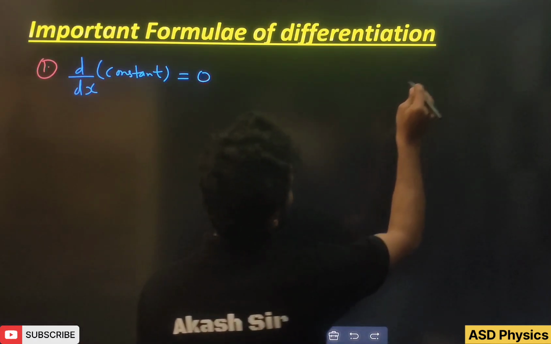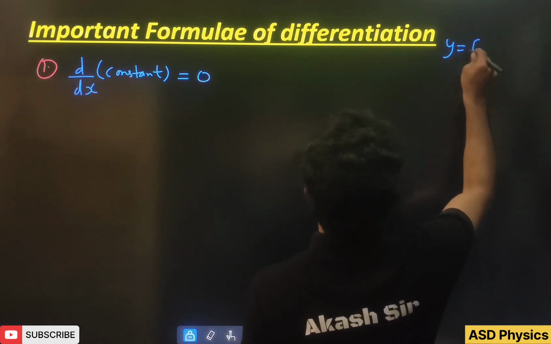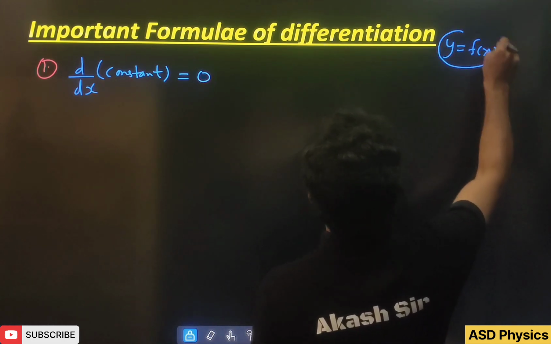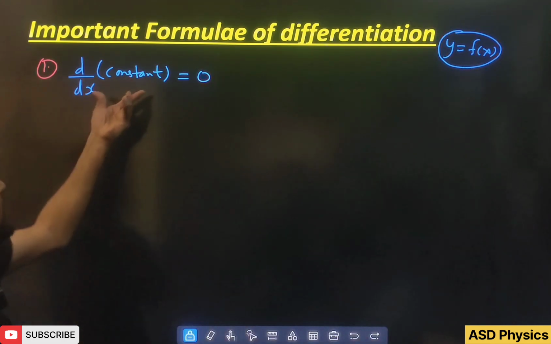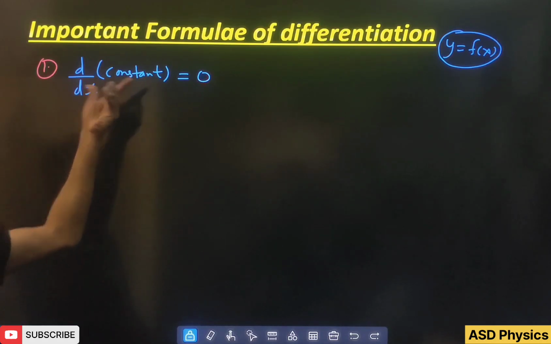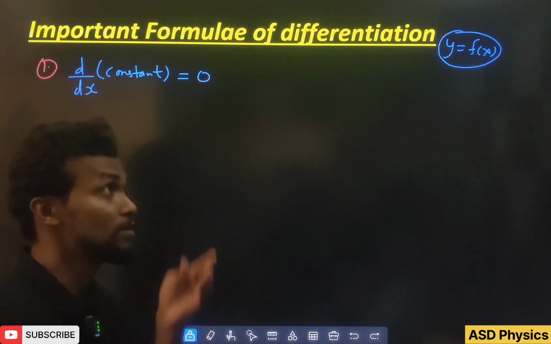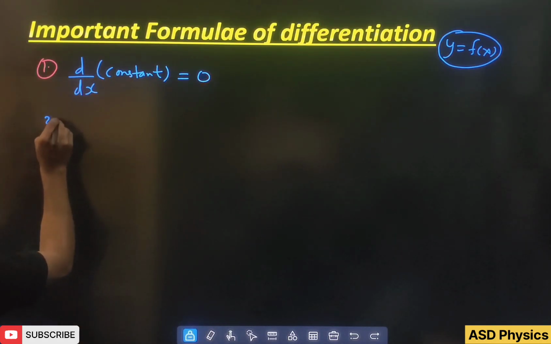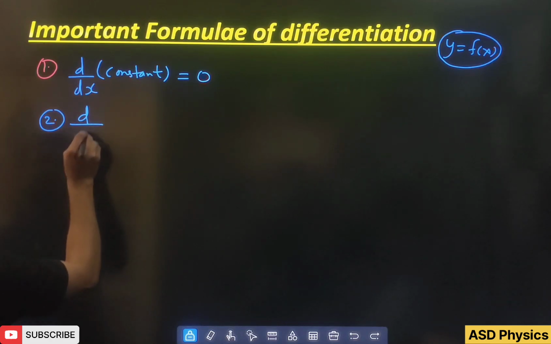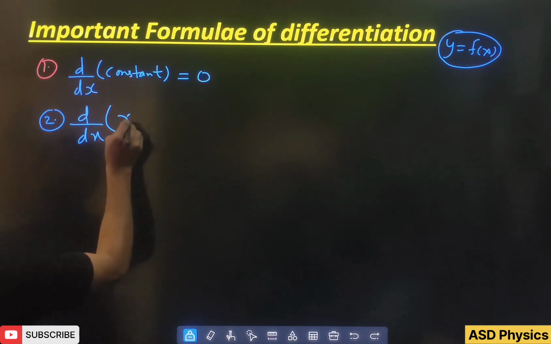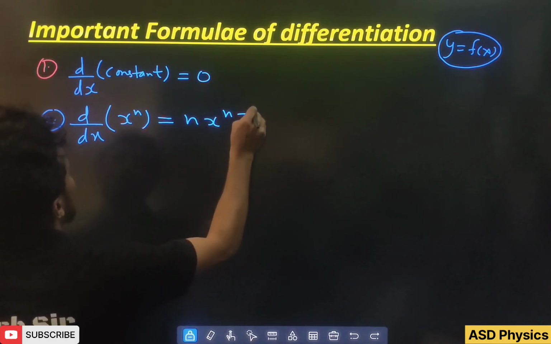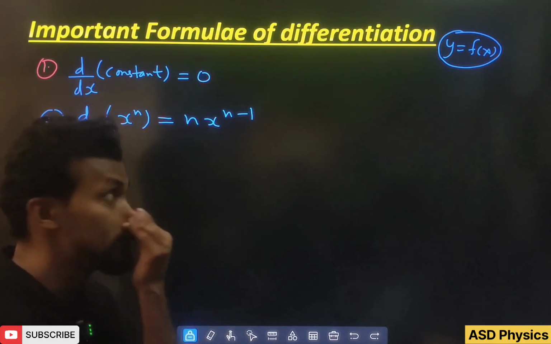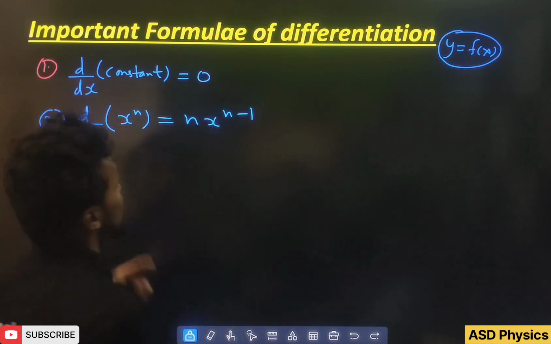Because, as I have already told you, here we write y as a function of x, so we are going to see y with respect to x. Whatever value we write in the bracket, that is the value of y, and we find dy by dx. Similarly, the second one: d by dx of x to the power n will be n x to the power n minus 1.